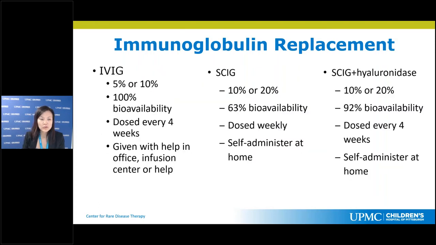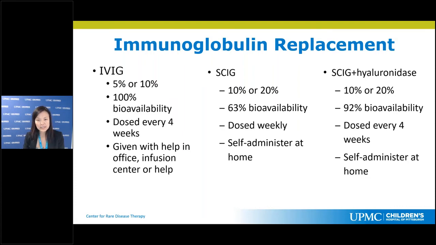And to go over replacement, IVIG can come in 5 or 10% forms. It is 100% bioavailable. It's dosed every 4 weeks. Usually you have to give it in the office or in an infusion center, or someone can help give it at home, but usually a nurse comes to give it.